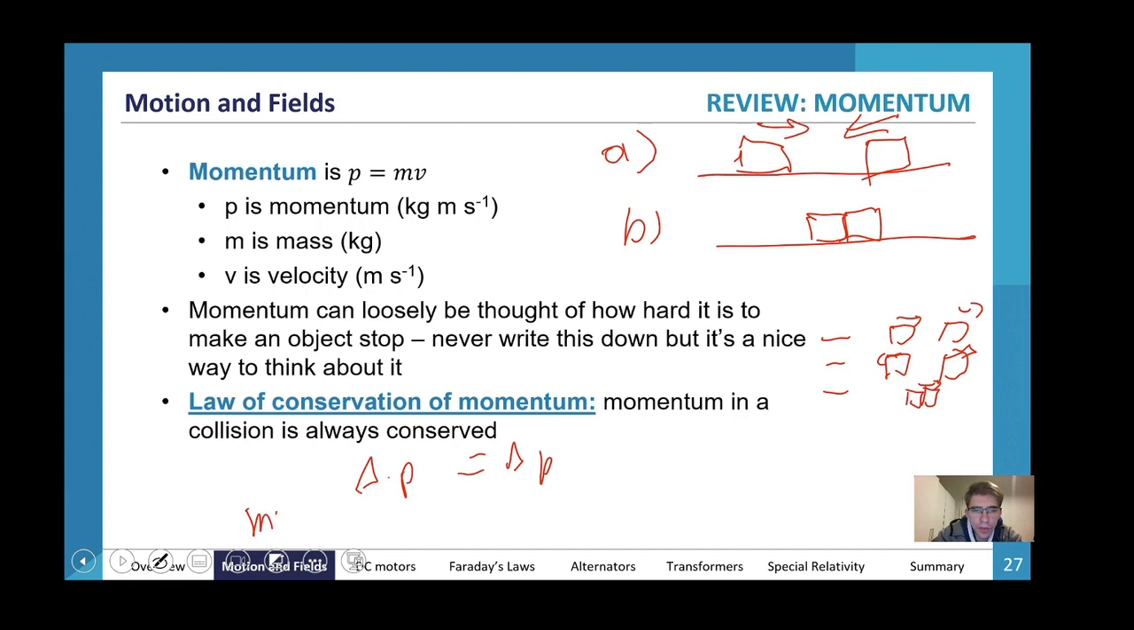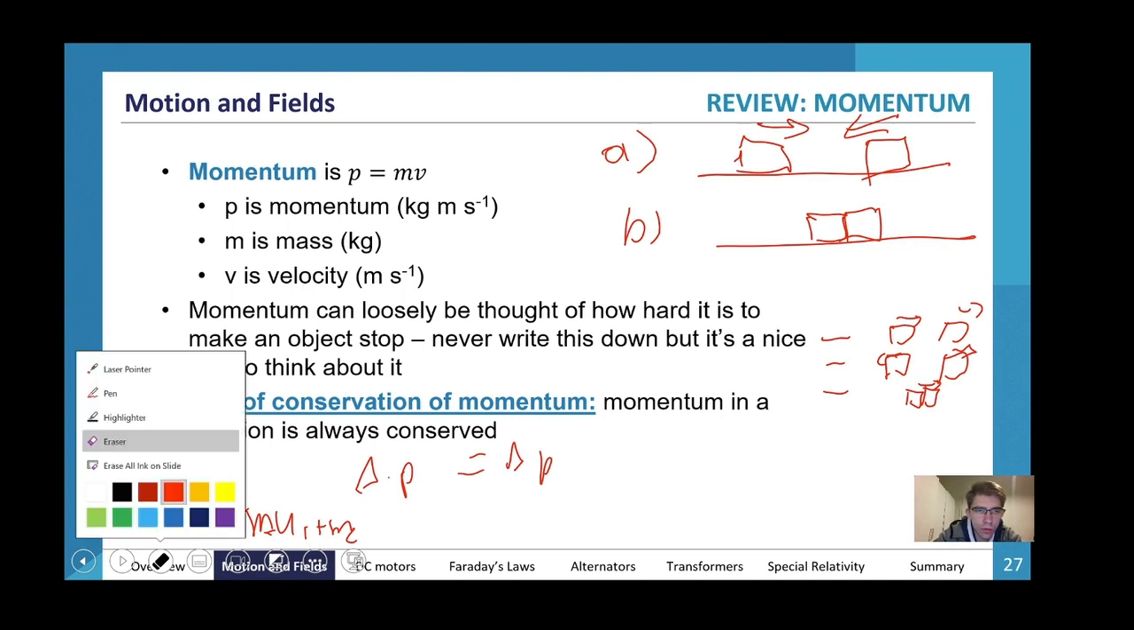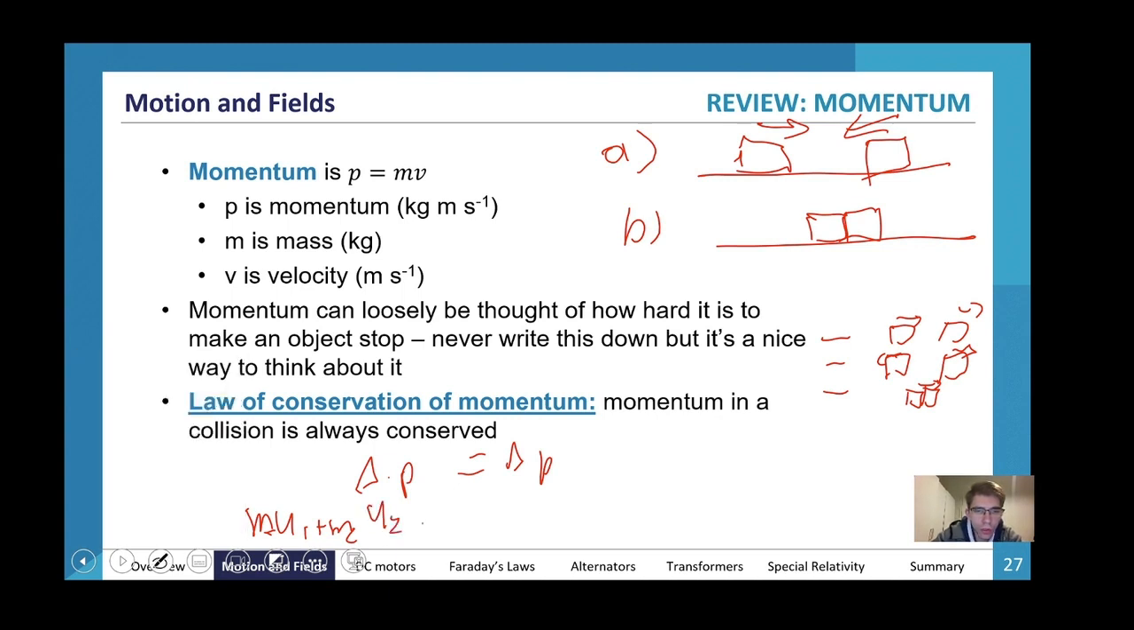But the general idea stays the same, that m1u1 plus m2u2 is equal to m1v1 plus m2v2.